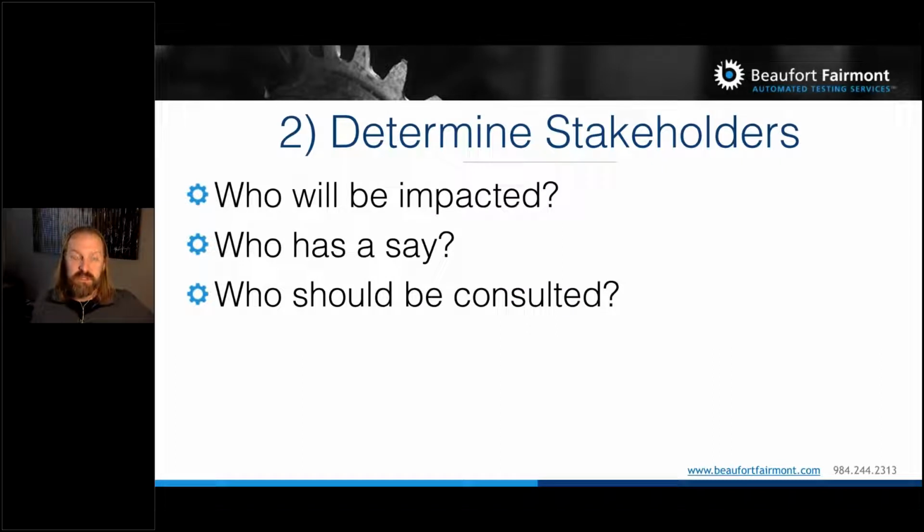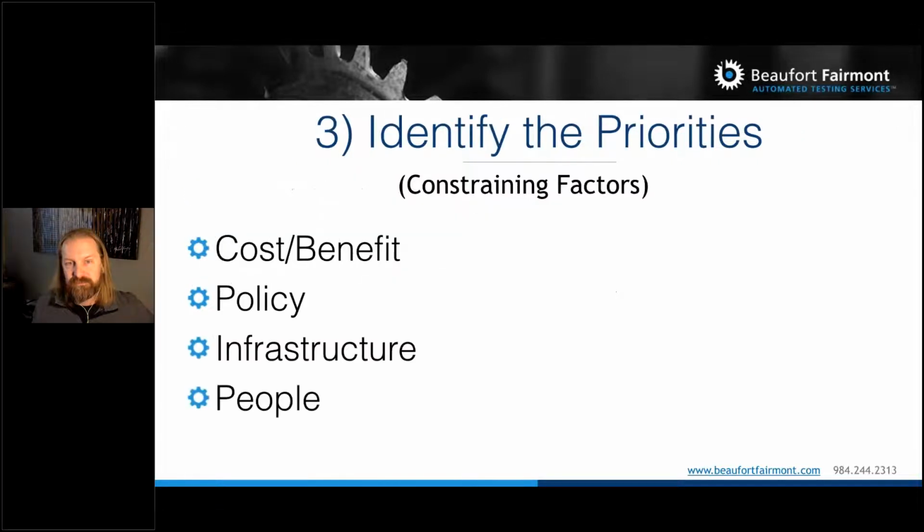Step number 2, determine the stakeholders. So figure out who's involved, figure out why they're involved, and what impact this decision could have on them. Figure out how they can have an influence on this decision and who those might be. So these could be lots of different people in your organization. Each team is going to be different on who that is.